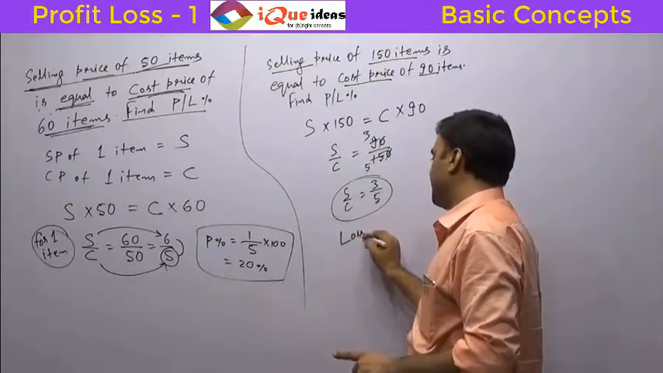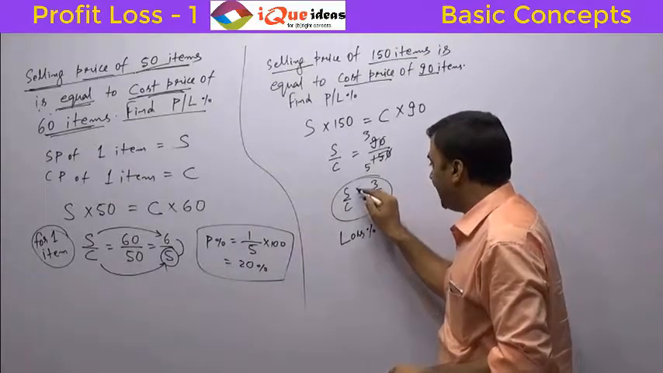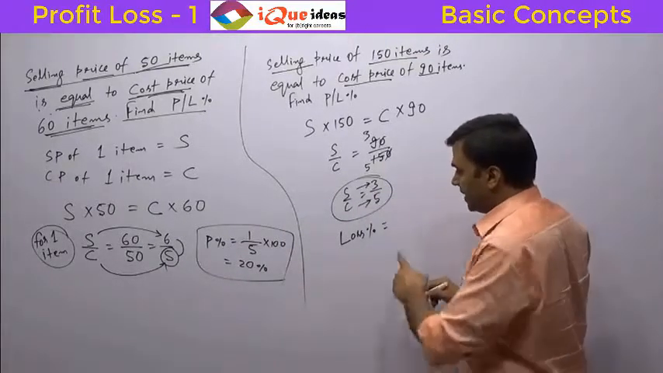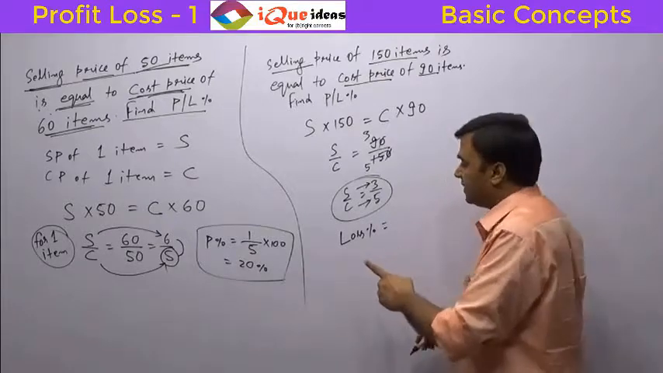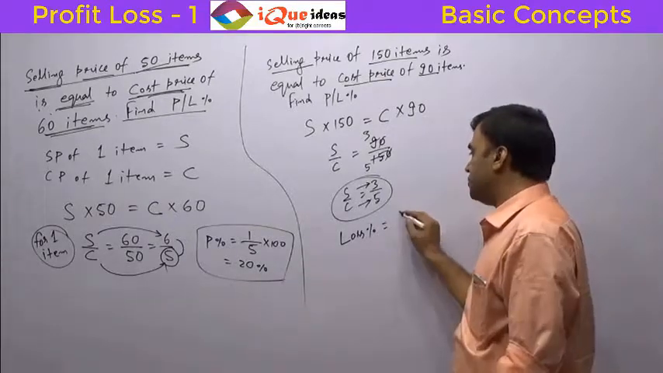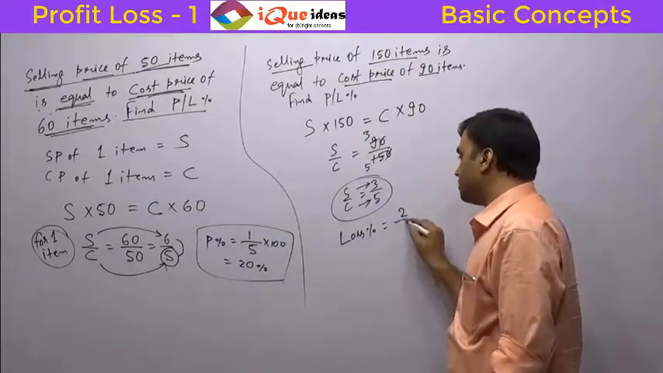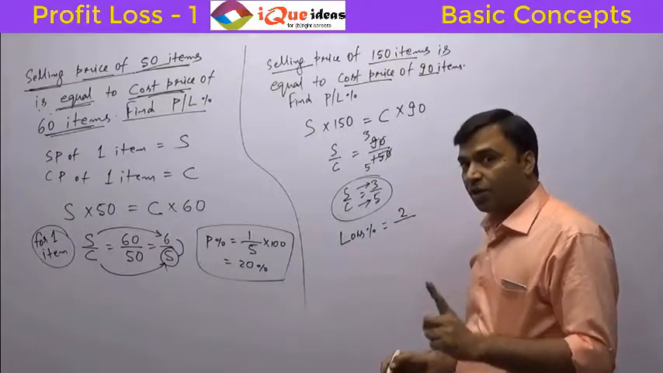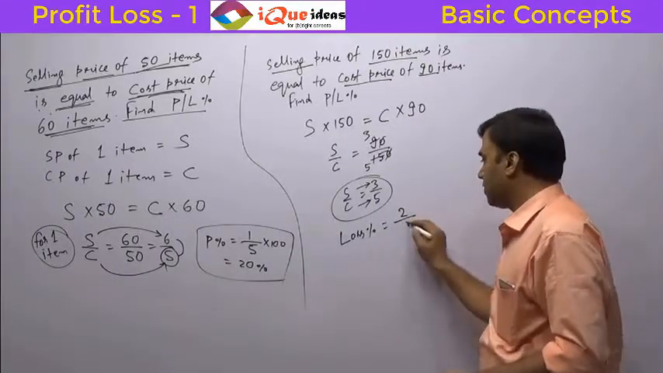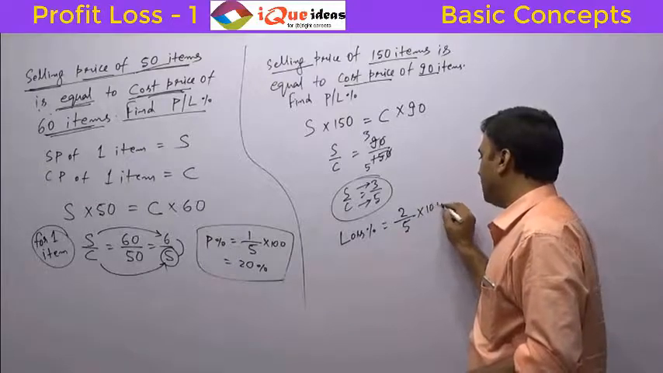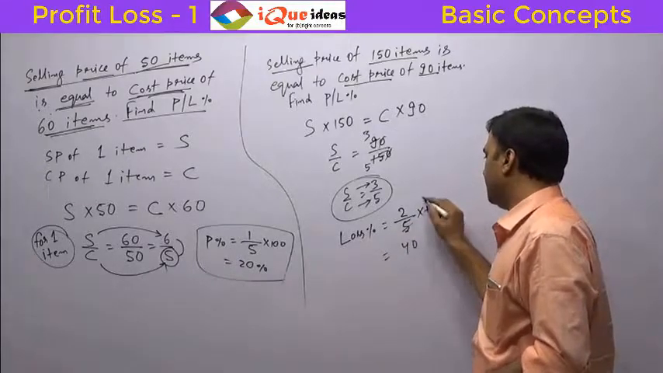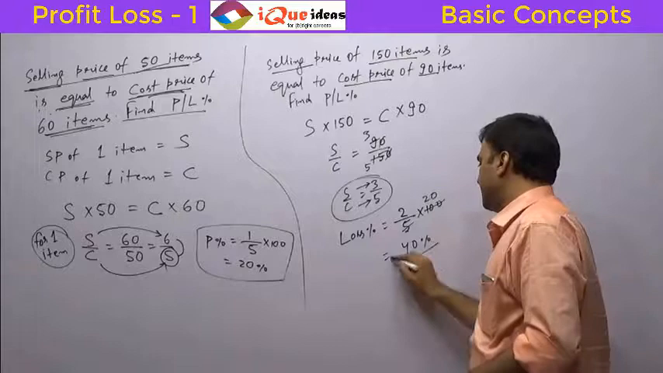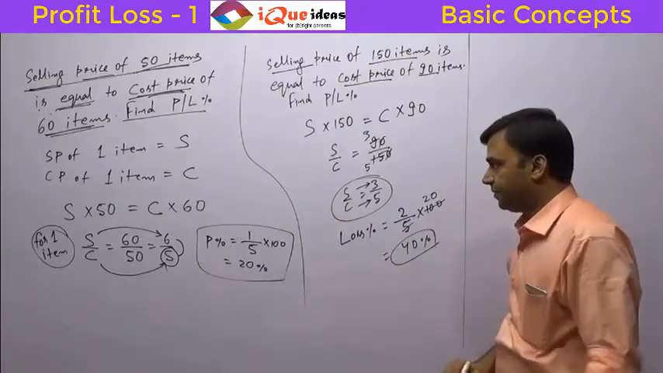So loss percentage in this case will be, if I take actual values, if the selling price is 3 rupees and cost price is 5 rupees, the difference will be 2 rupees. So there is a loss of 2 rupees on the cost price. In the denominator, we must always have cost price. So cost price is 5. So 2 by 5 into 100, which is 40%. 5, 20 times 100. So in this case, there is a loss of 40%.